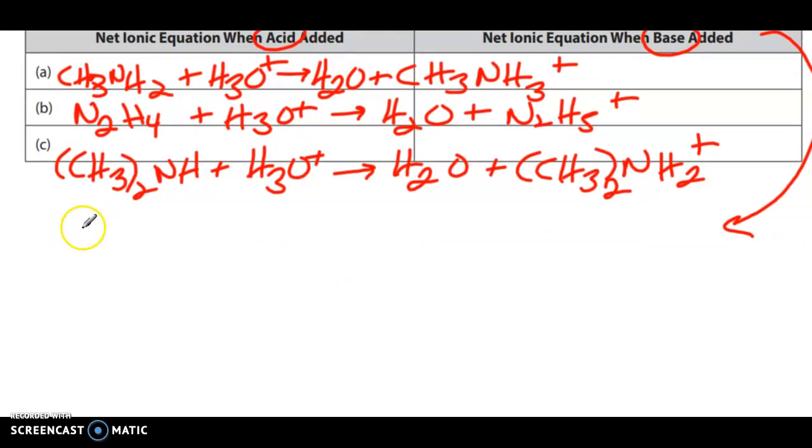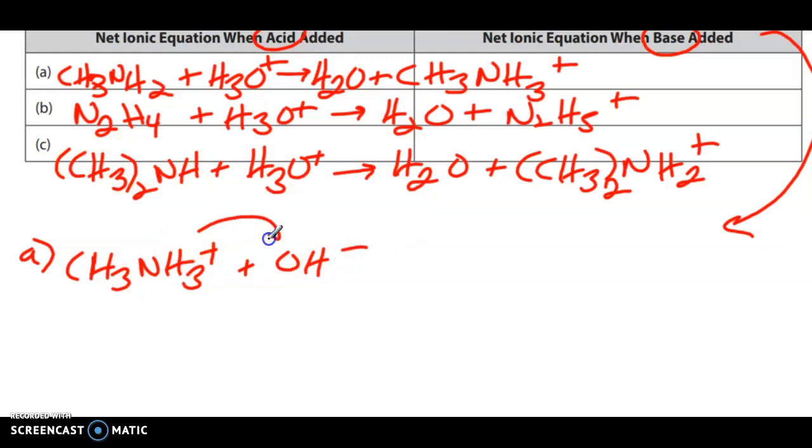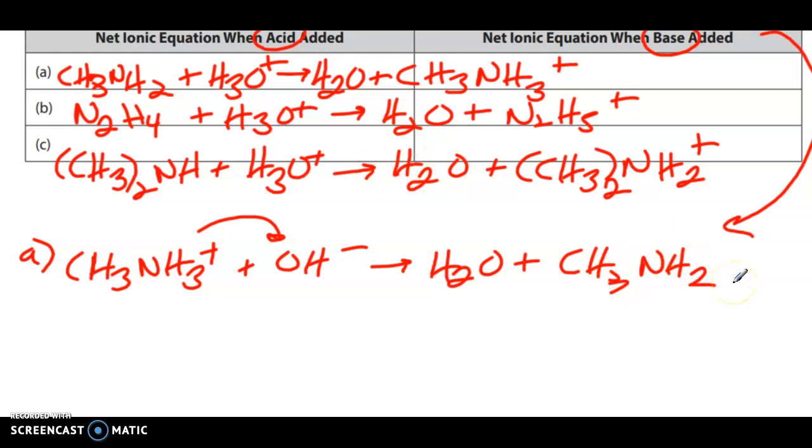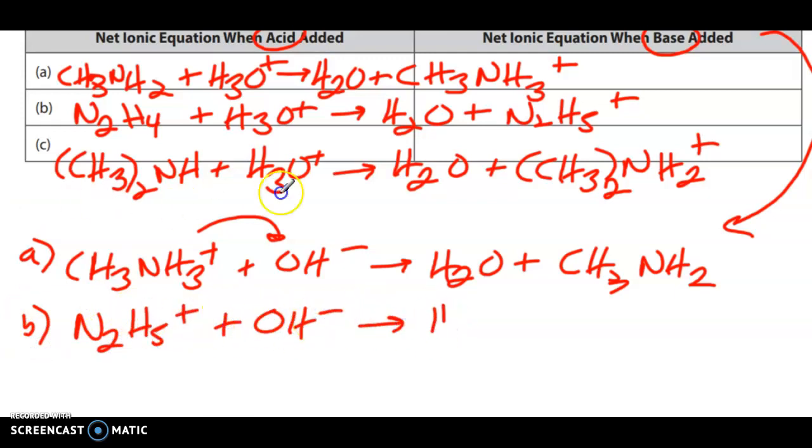Okay, so when we have our bases added, so we have CH3NH3 plus. What's happening here is the conjugate acid is reacting with our base. The hydrogen is going to move over, which makes water and goes back to our weak base. This is kind of repetitive, but we have a similar situation for each one: the conjugate acid reacting with hydroxide to make water and our original weak base.